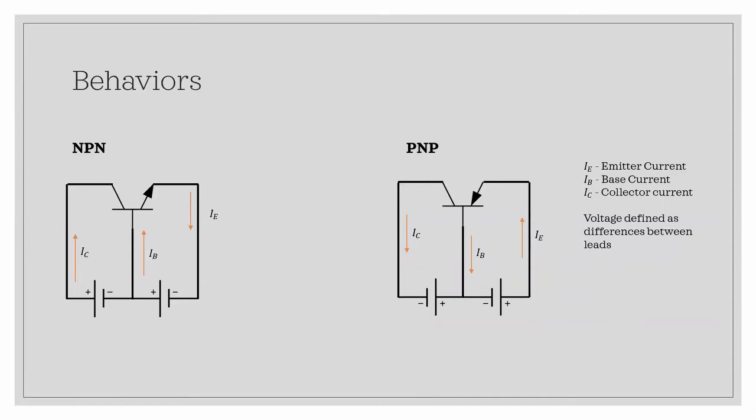So we can see right off the bat, based on these wiring diagrams, that on the NPN transistor, the collector and base current both flow to the component, and then the emitter current flows away. And then the PNP diagram shows the opposite. The collector and base currents leave the component and the emitter current arrives.